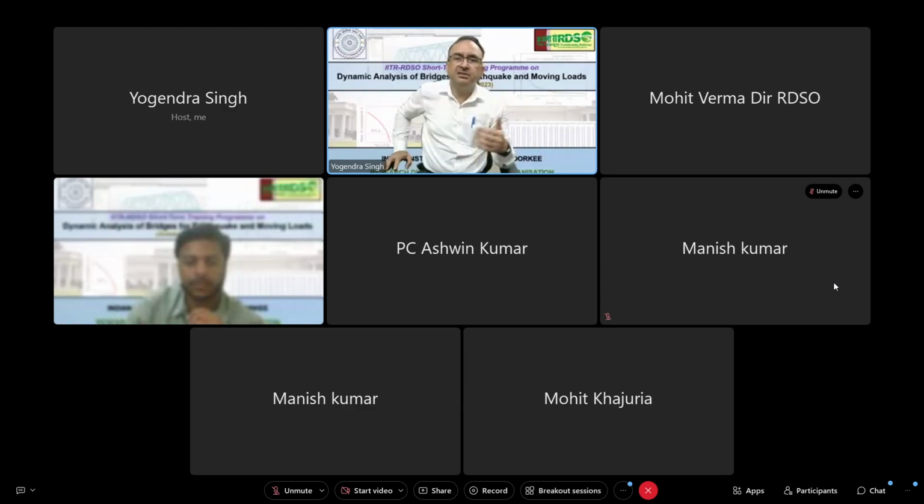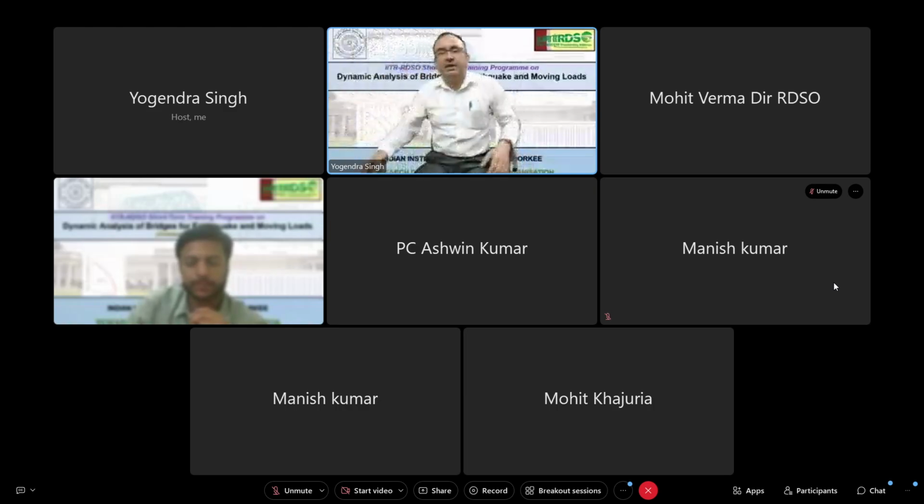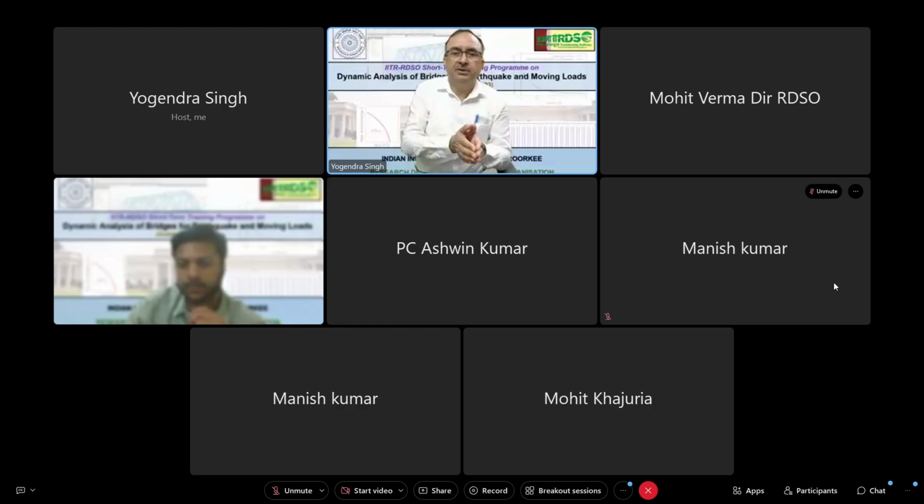But translations are also there in the 3 directions. So when we are performing our analysis, generally we are considering one component of earthquake at a time. Then we need to combine the effect of earthquake motion in different directions. For example, it may be in X, Y, and Z. So I can perform analysis in X separately, in Y separately, and in Z separately.